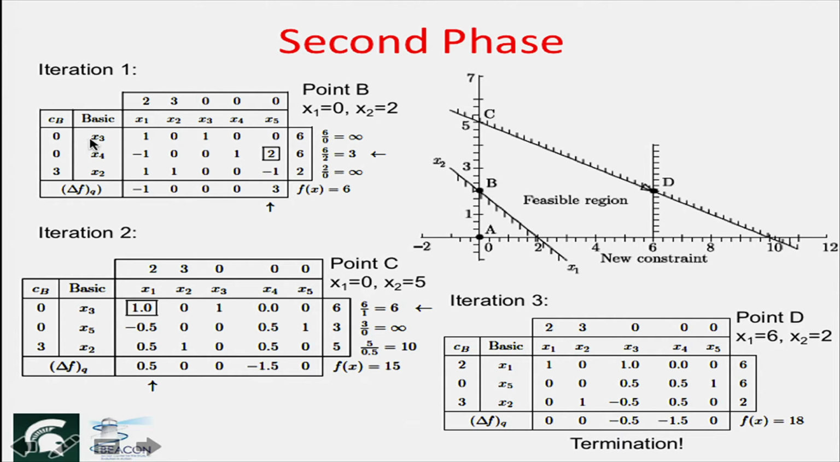x1 is 0. What is x2? x2 is 2. So I'm starting with this point, (0, 2). Okay. What is x1, x2 here? x1 is still 0. x2 is now 5. So it has moved here now.